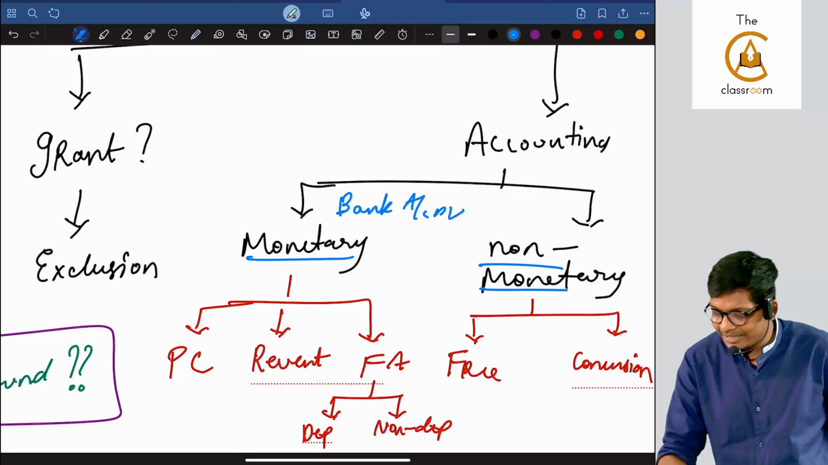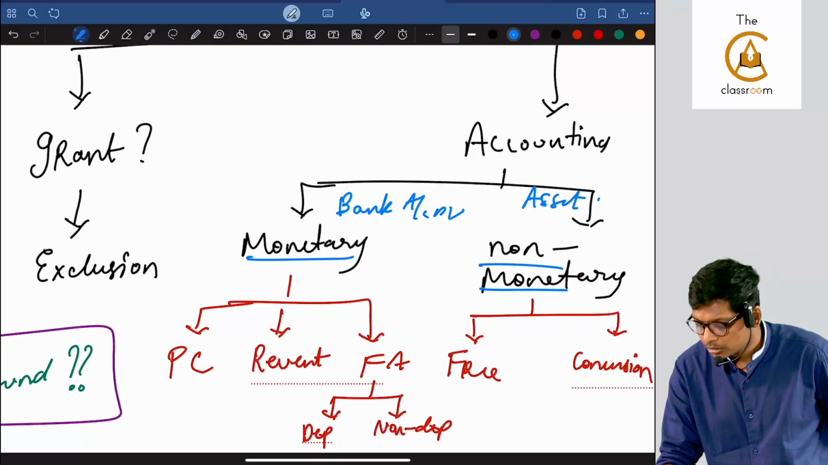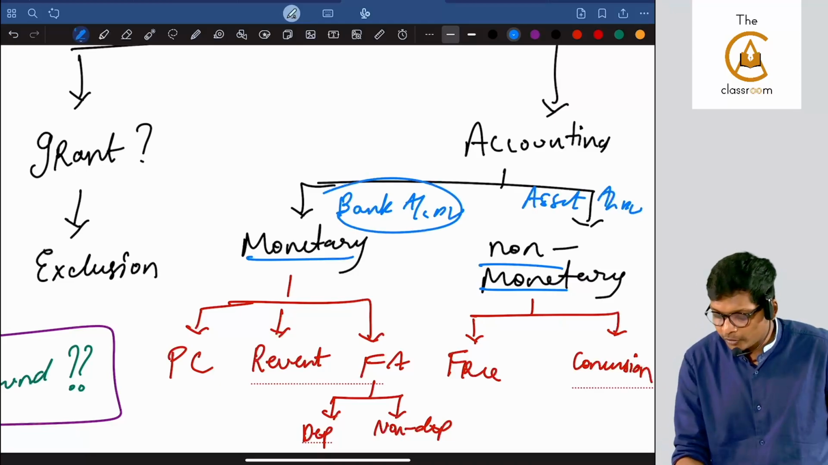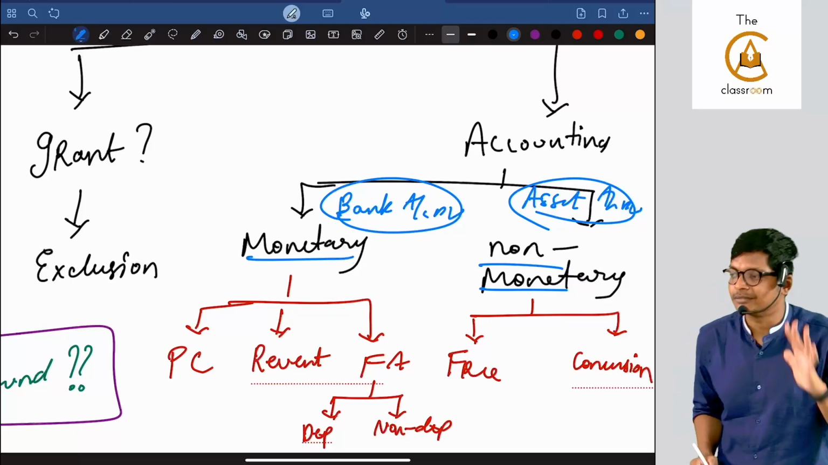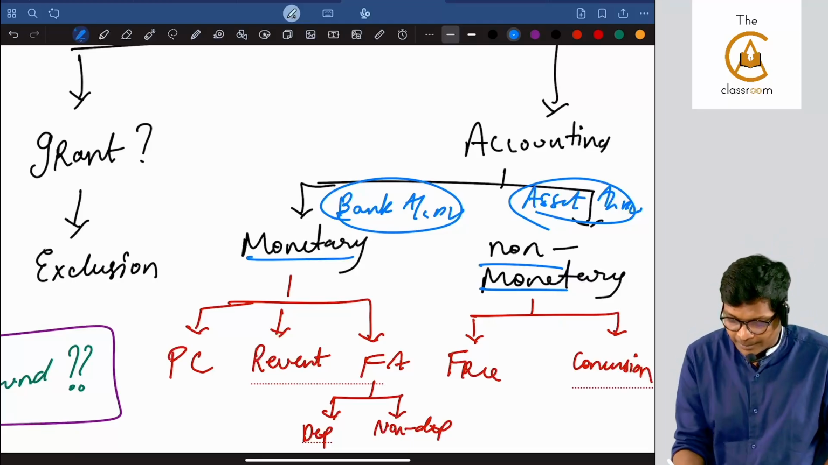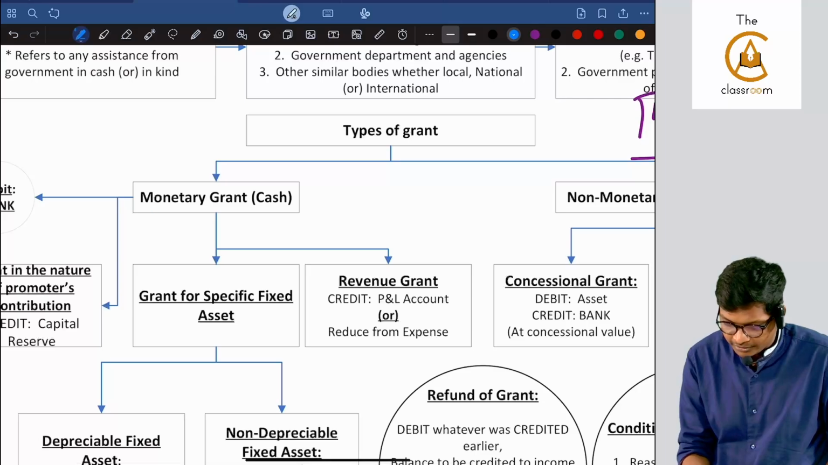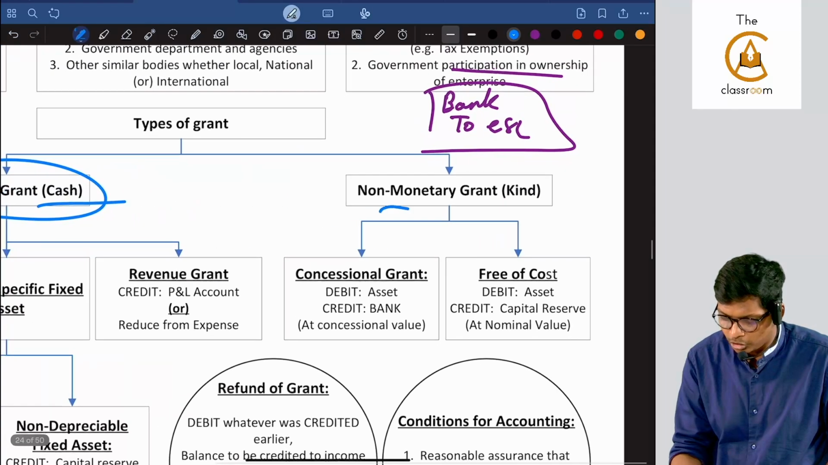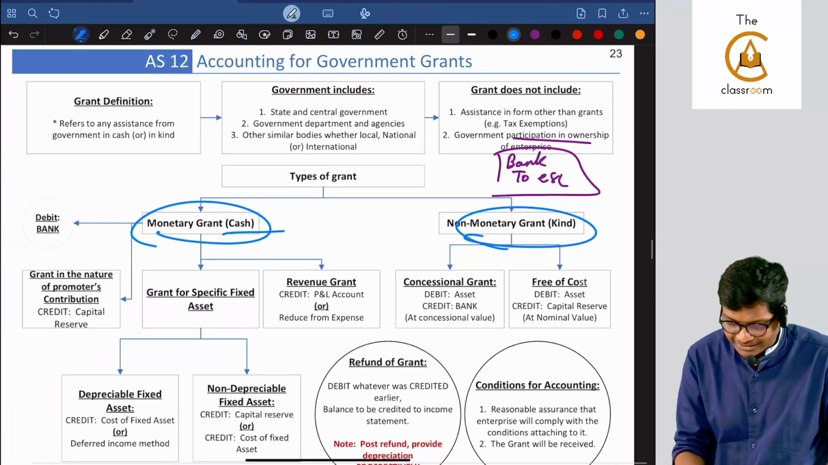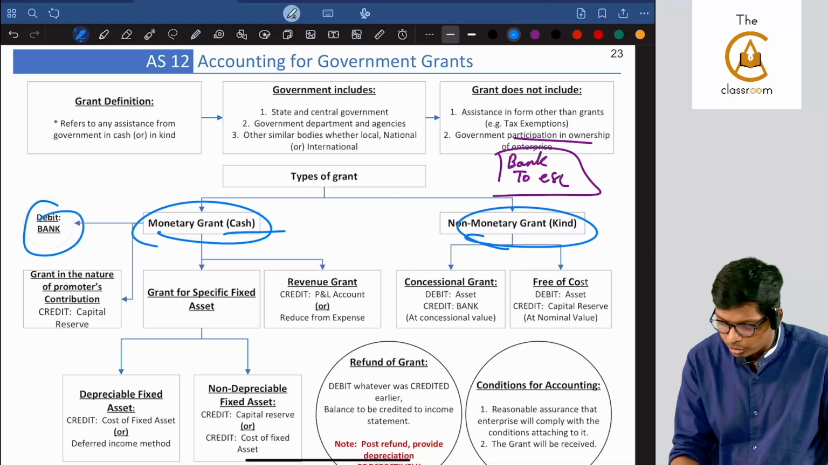Non-monetary debit is going to be asset account debit. So for both of these, the debit is fixed. That's why I also gave it in the material. Don't worry, guys. Monetary means cash, non-monetary is kind. So in all these cases, look at this: monetary, debit bank; non-monetary, we will debit the asset.